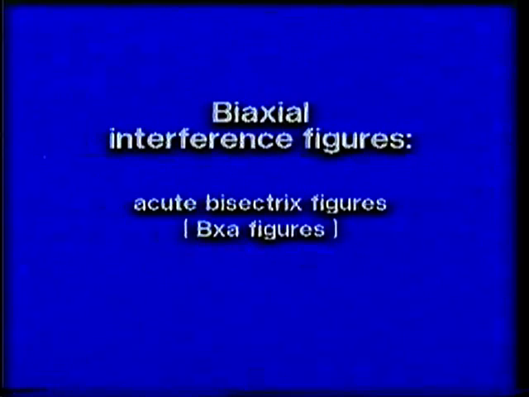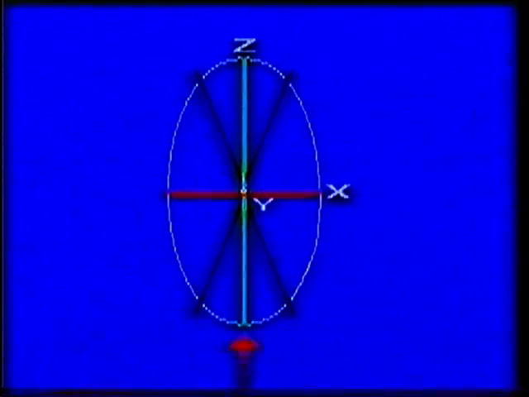We start with BXA figures as they demonstrate the biaxial directions and help us understand the more useful optic axis figures. The acute bisectrix is vertical in a BXA figure. We're looking down the acute angle between the optic axes.